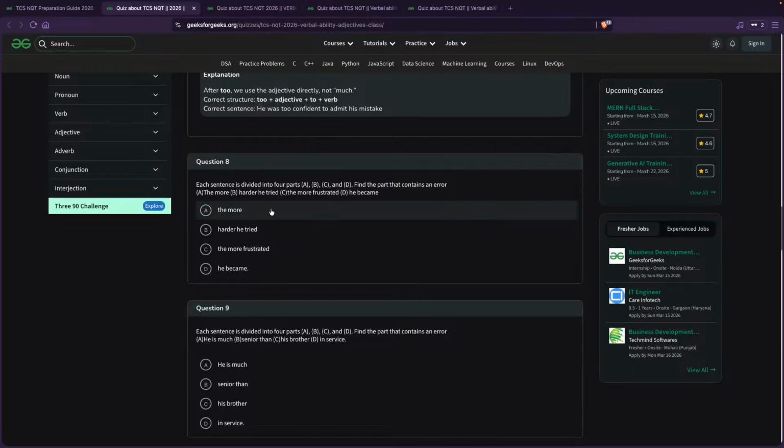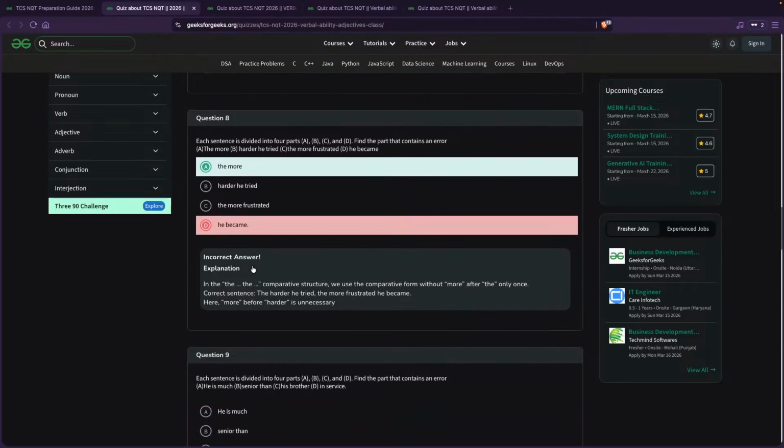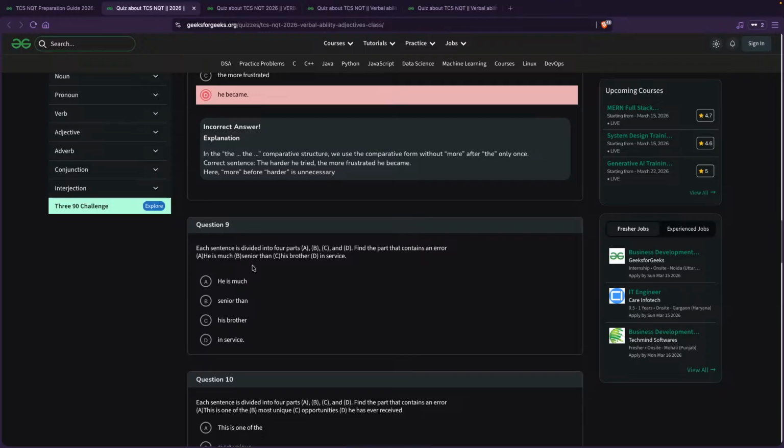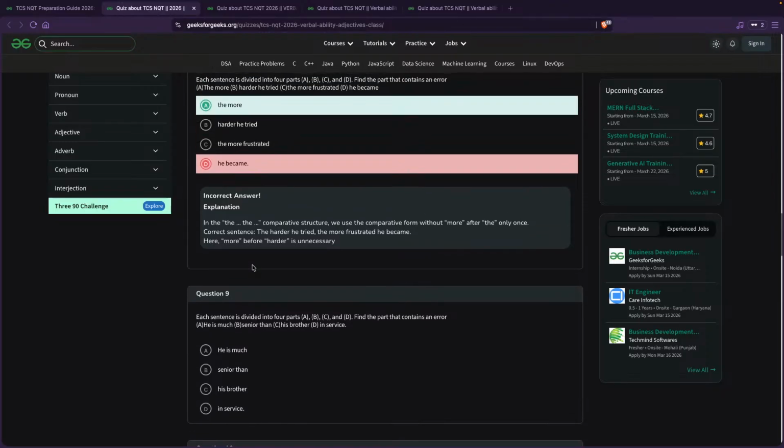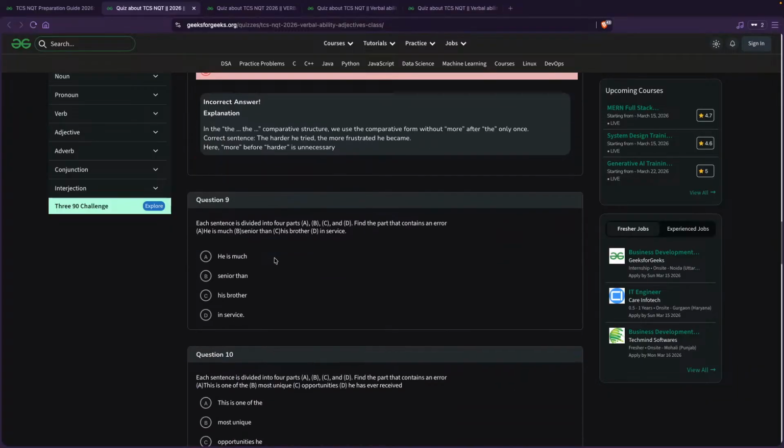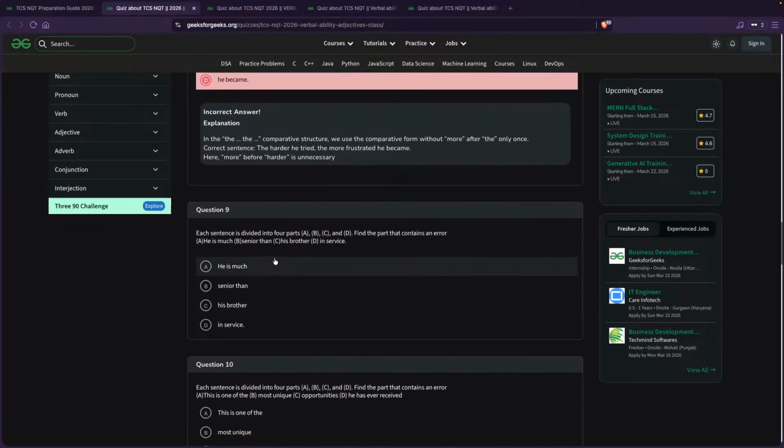The more harder he tried, the more frustrated he became. The more harder he tried, the more harder became. For the comparative structure, we use the comparative form without more. The only correct sentence is: the harder he tried, the more frustrated he became.